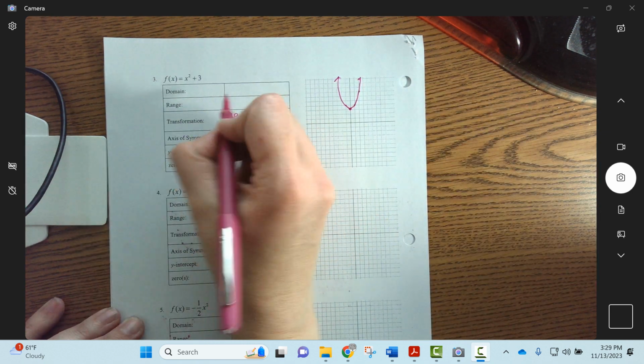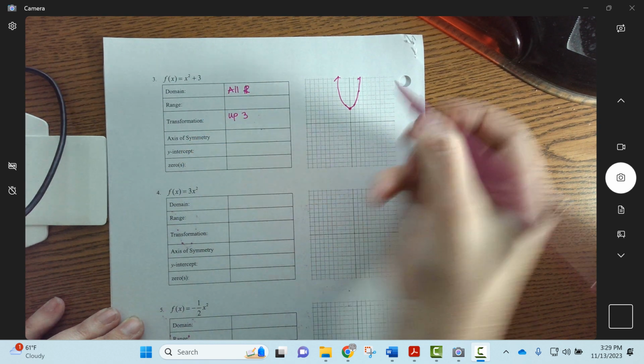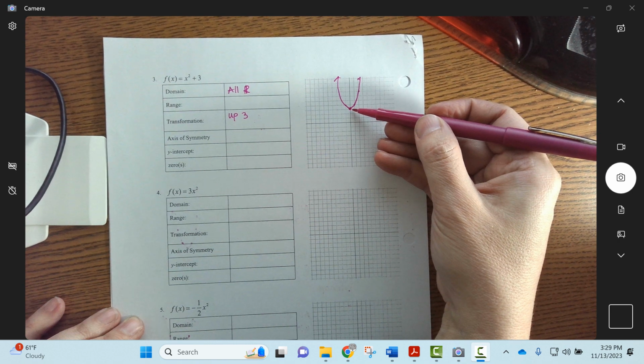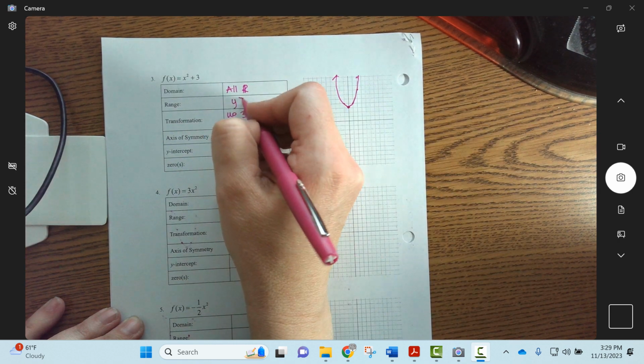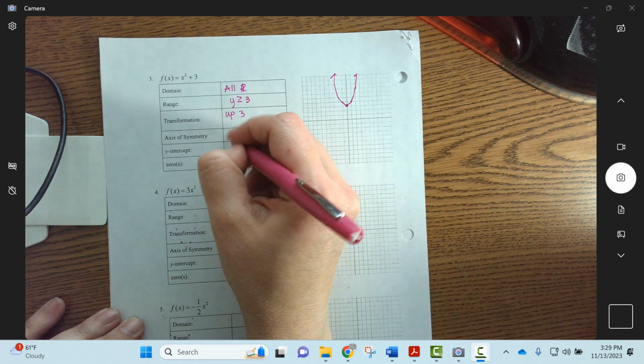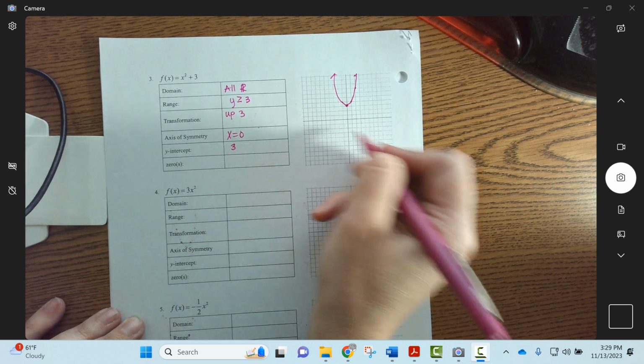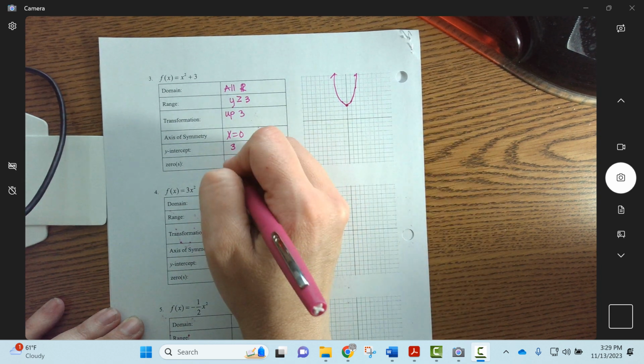Made that one a little bit white on that side. Domain, all reals. This one changed the range a little bit, so it is 3 and greater, so y is greater than or equal to 3. The axis of symmetry is still at 0. The y-intercept is 3. And the 0 is kind of a trick question. This is none.